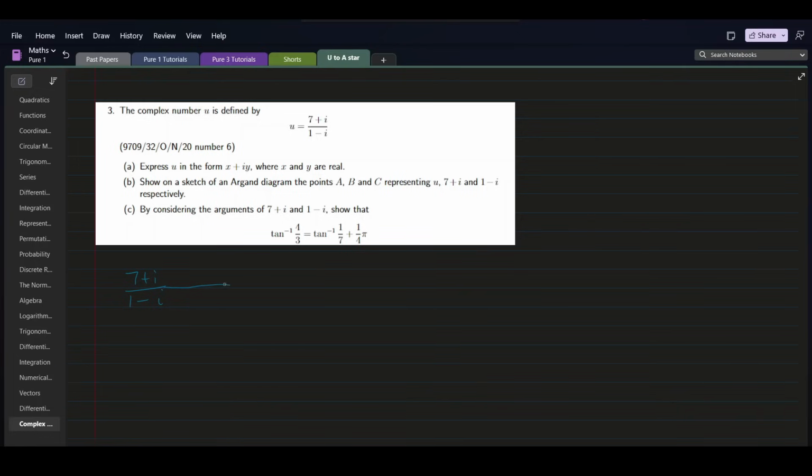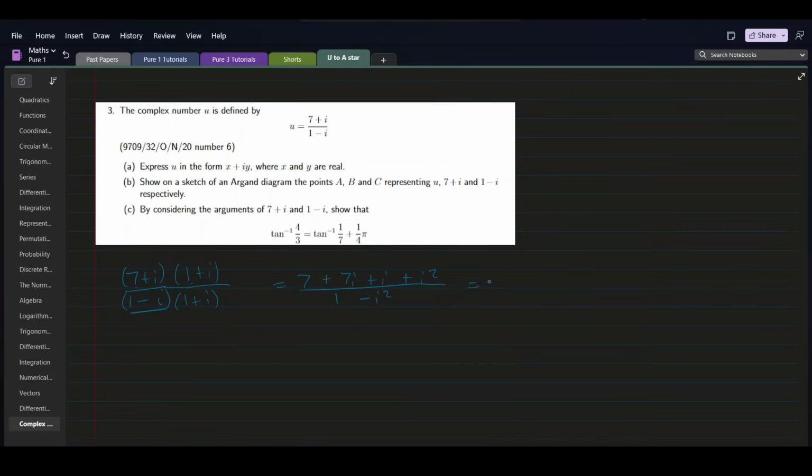Okay, so let's extend this line over here. We're going to multiply both the numerator and the denominator by the complex conjugate of our denominator. So that means we're multiplying by 1 plus i. Okay, so that would be 7 times 1, 7, then 7 times i, that's 7i, and then we've got i times i, then we've got i times 1, which is i, and then finally we have plus i squared, and this is over. On our denominator, we have a difference of 2 squares, so that would be 1 minus i squared.